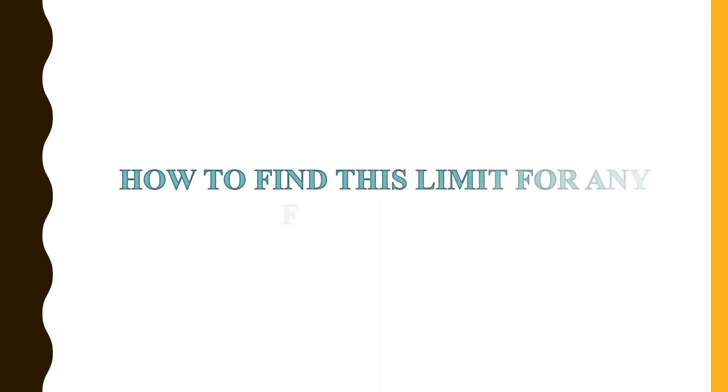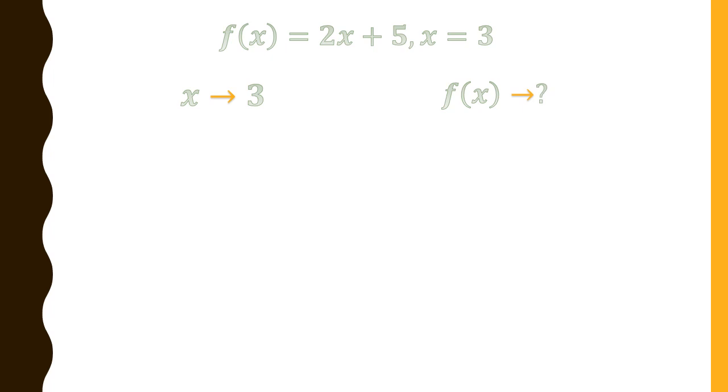But how do we find this limit for any function, that is, how do we apply this concept in practice? Let's see. I have a function f(x) equal to 2x plus 5, and I am taking x equal to 3 here. I need to take my value of x nearer and nearer to 3, that is, x tends to 3. I want to see what f(x) will tend to. The whole limit question is about finding that L value. You have to find that L value for any question in this limit chapter.